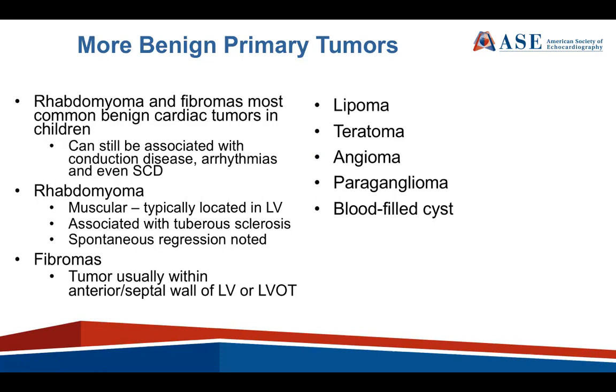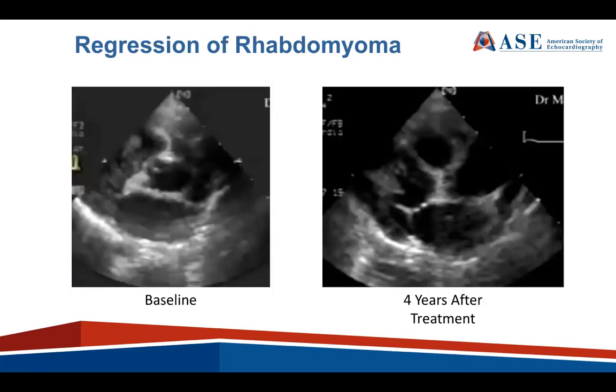In terms of rhabdomyomas, they're muscular. They typically are located in the left ventricle, and they're associated with tuberous sclerosis. So if that's part of the history you're given in your stem, you should think about rhabdomyoma. Sometimes we can see this regress spontaneously over time. Fibromas are tumors that are usually within the anterior or septal wall of the LV or LVOT. And there are a few other things listed on the right-hand side here, which are much less common.